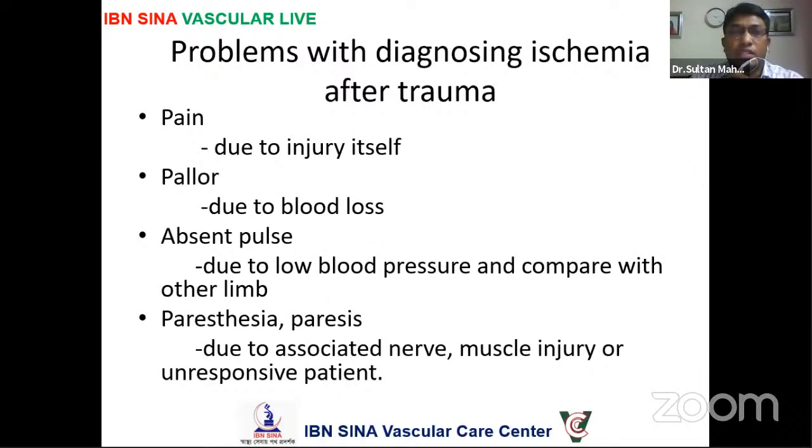Problems with diagnosing ischemia after trauma: pain may be due to the injury itself or trauma. Pallor may be due to blood loss, absent pulse due to low blood pressure, so compare with the other limb. Paresthesia or paresis may be due to associated nerve or muscle injury, or the patient may be unresponsive.